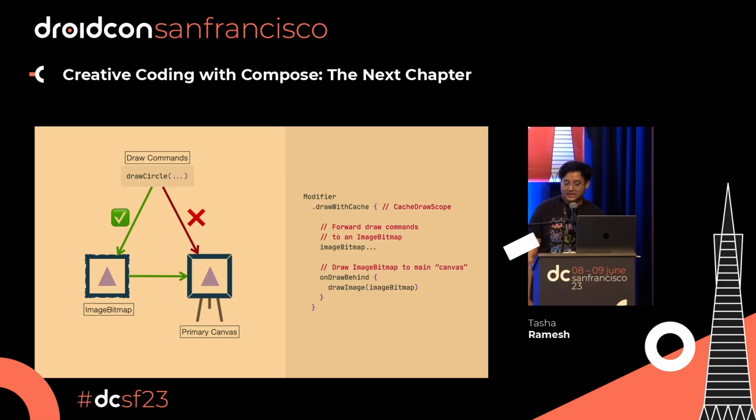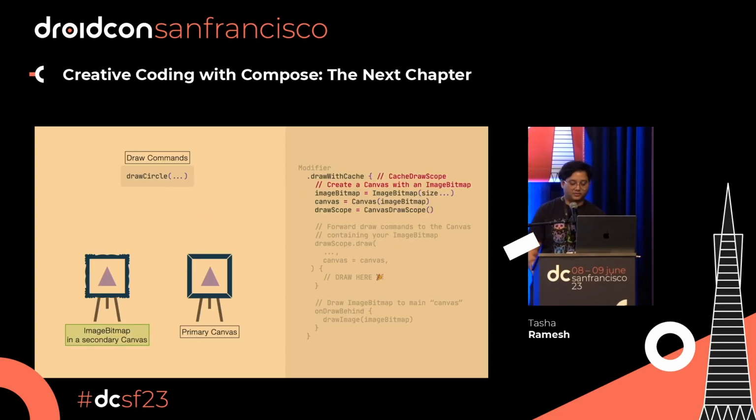One way to do this is to redirect all your drawing calls to an image bitmap and then put that image bitmap into your canvas. So instead of drawing on the main canvas, you're redirecting the drawing and indirectly putting the image bitmap with all your draw commands on the canvas. Let's expand upon this and see what else it entails. Here we can use the draw with cache modifier, because it comes in handy to set up and cache a few things before you draw your actual thing. In your draw with cache block, you can do all that setup and initialization, and as we'll see later, there's another function you can call to actually perform the drawing.